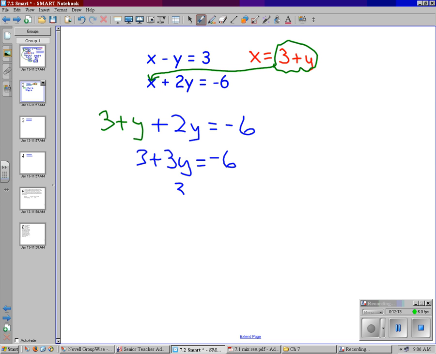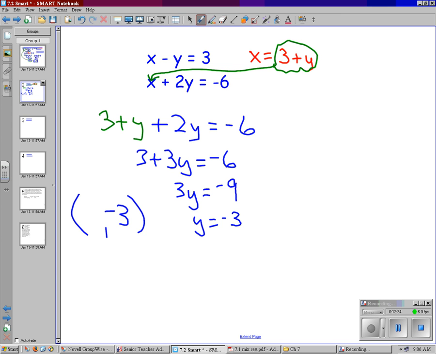3y equals negative 9. Okay. And Cassidy, last equation here. Y equals negative 3. Okay. We now know what y is. In our xy pair, we know what y is.